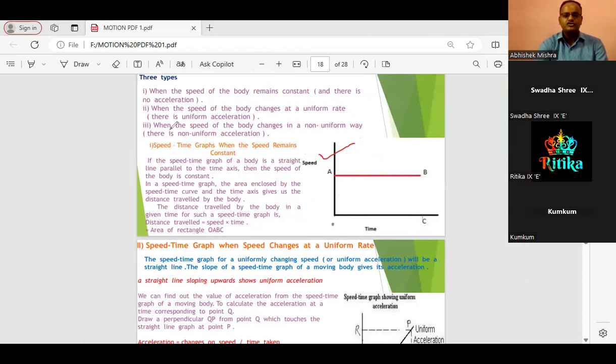You can see the graph. The condition will be given to you: draw the graph when the speed remains constant. So this is the case when the speed is remaining constant. It is a straight line parallel to the time axis. Okay. Next.